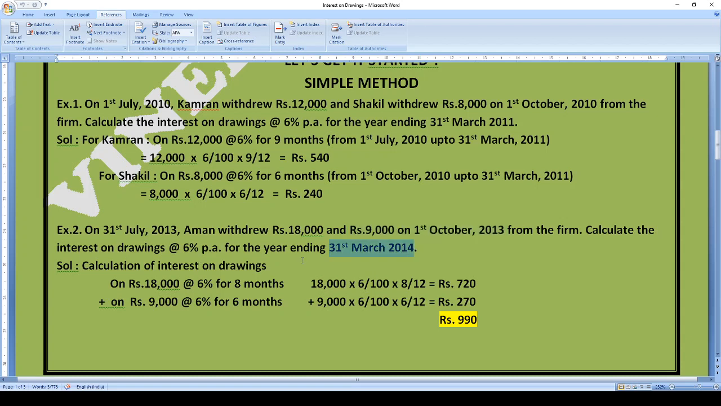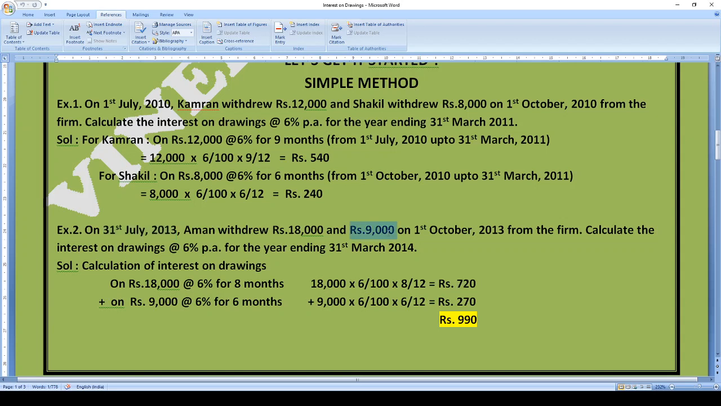So we will make the calculation as we had made earlier: on rupees 18,000 at the rate of 6% for 8 months. It is for the first drawing which was made on 31st July 2013. Starting from 1st August 2013 up to 31st March 2014, this calculation has been made. You can count from the month of August, September, October, November, December, January, February, March. So there had been 8 months. For the 8 months period, you have charged this interest on drawing, and it had become rupees 720.